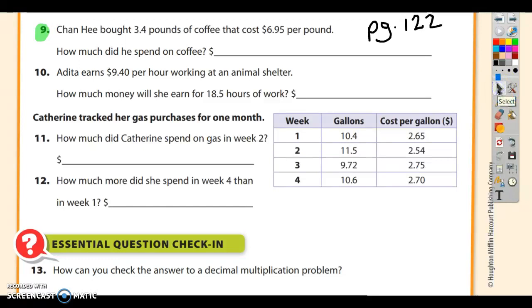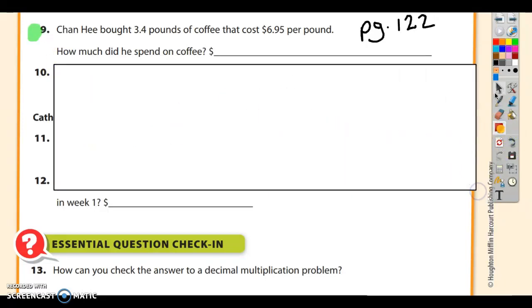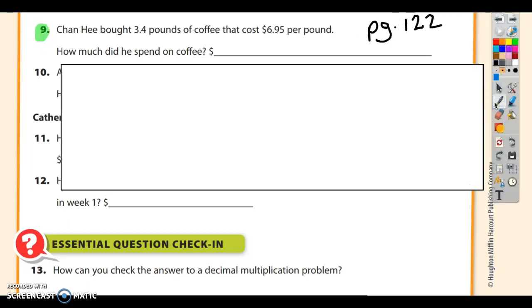Number 9 reads, Chan He bought 3 4/10 pounds of coffee that cost $6.95 per pound. How much did he spend on coffee? So read carefully and make sure it's not an estimate problem. It is not. If it were, we would round, but it's not. We're going to actually solve.